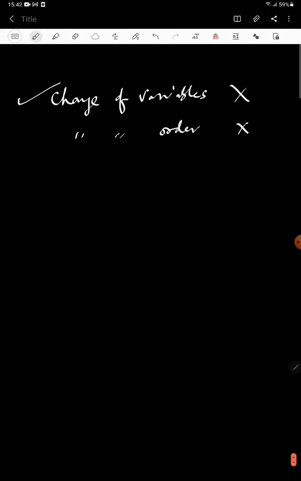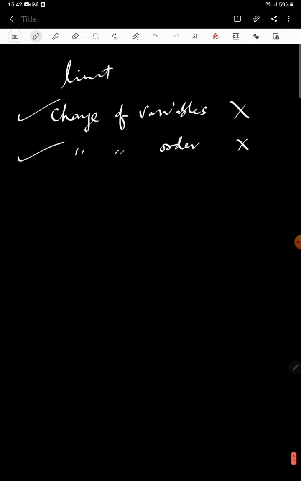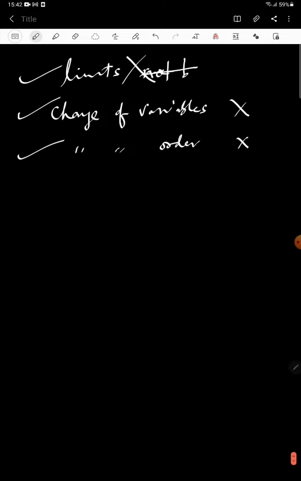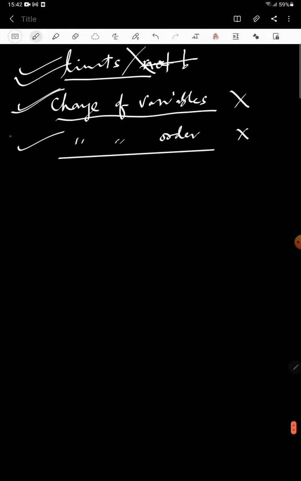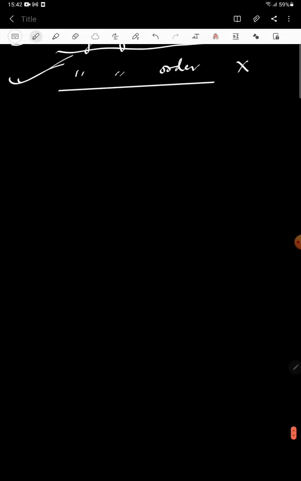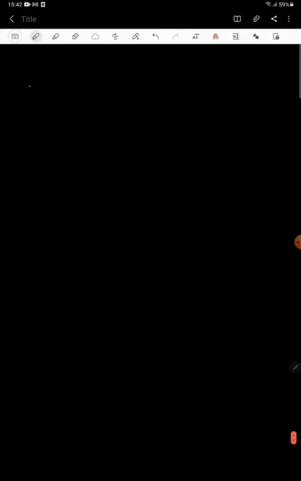There is a separate video on change of variables, and a separate video on change of order. Here the limits are already given. Limits are not to be determined, change of variables is not required, and change of order is not required. Separate videos are available when they are required. Now I'll move towards some examples. For those concepts you can see the separate videos.